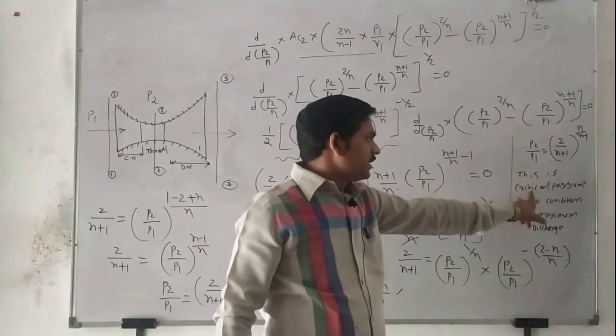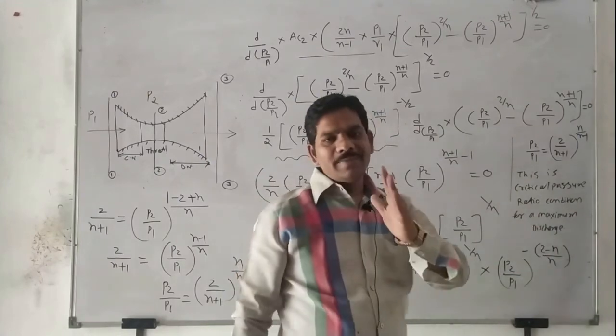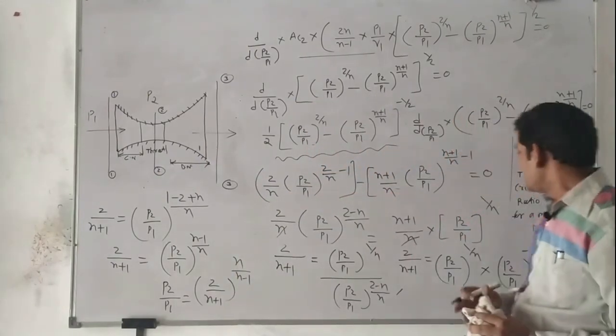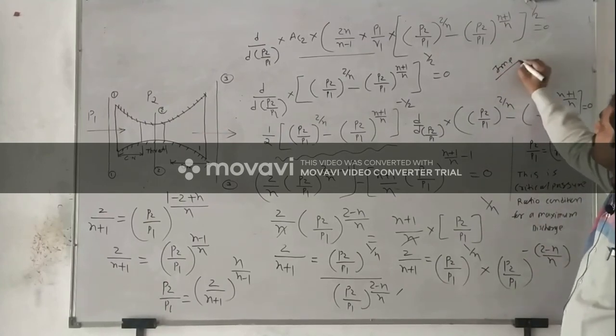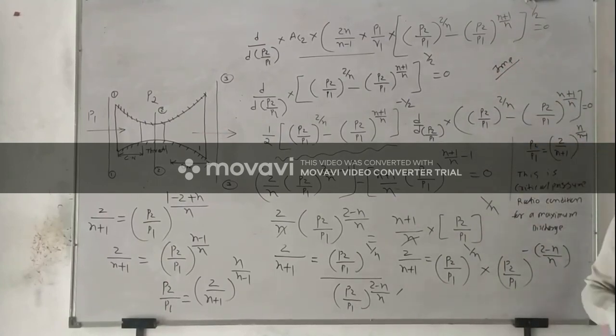So this is the critical pressure ratio condition for a maximum discharge, and this is a very important equation from the exam point of view.